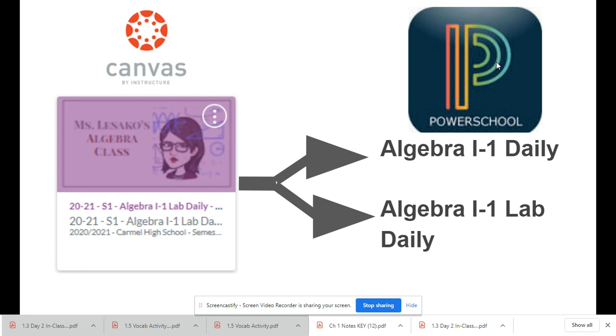You'll notice that some assignments that we do will count for both the Algebra 1 daily class grade and the Algebra 1 lab daily grade. Now, you don't need to be concerned about that. I just want to let you know that you're seeing those different things in PowerSchool, and if you have any questions, you can reach out to me. Our PowerSchool grade will always be our most accurate grade. Since we are doing both courses within the same Canvas course, I will be in charge of making sure that they get into the correct PowerSchool grade book and that they show up accurately.